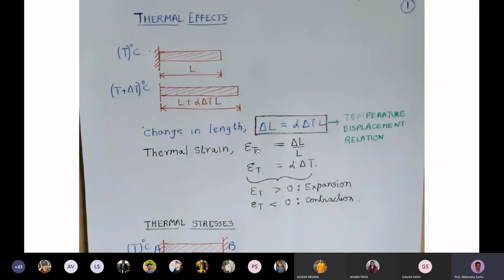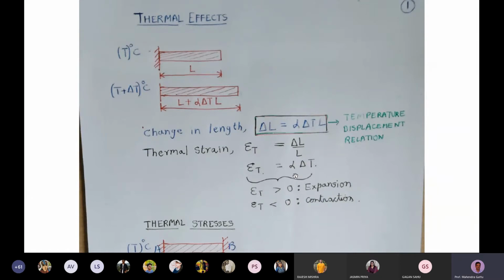So we'll have the strain epsilon as delta L by L. Since it is associated with temperature, we call this strain thermal strain. A rise in temperature delta T will produce an elongation of alpha delta T L. So we divide alpha delta T L by L, and we get alpha delta T.